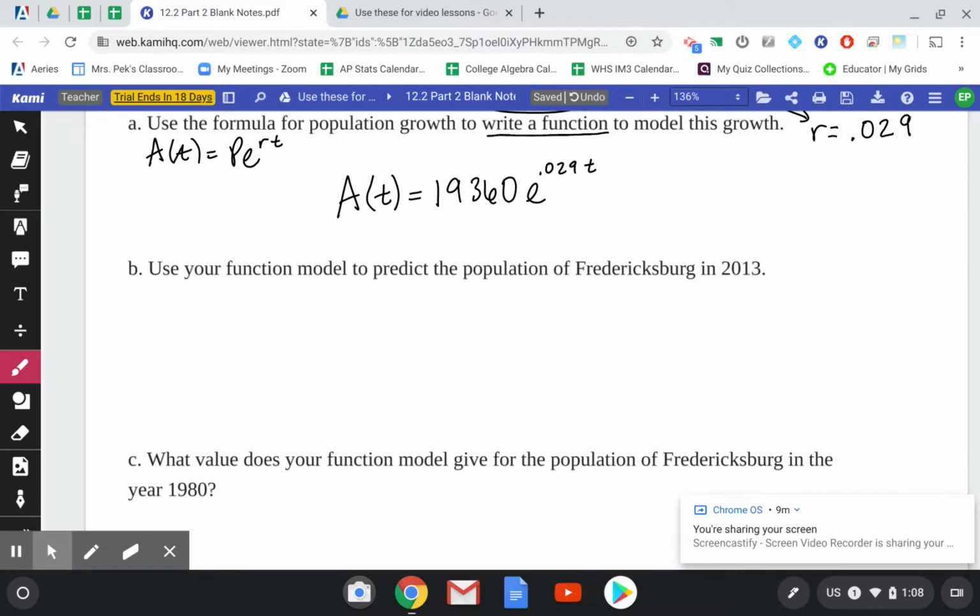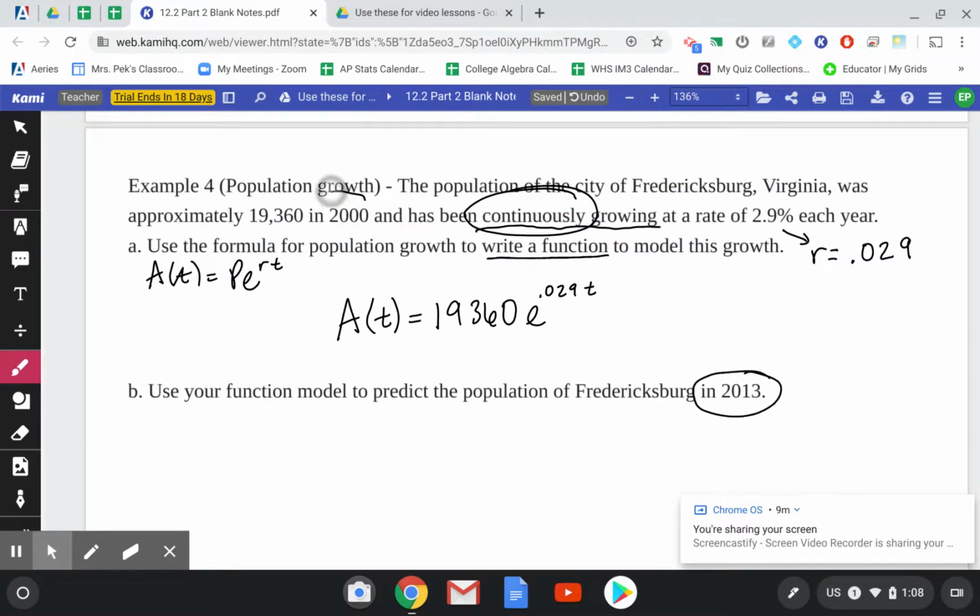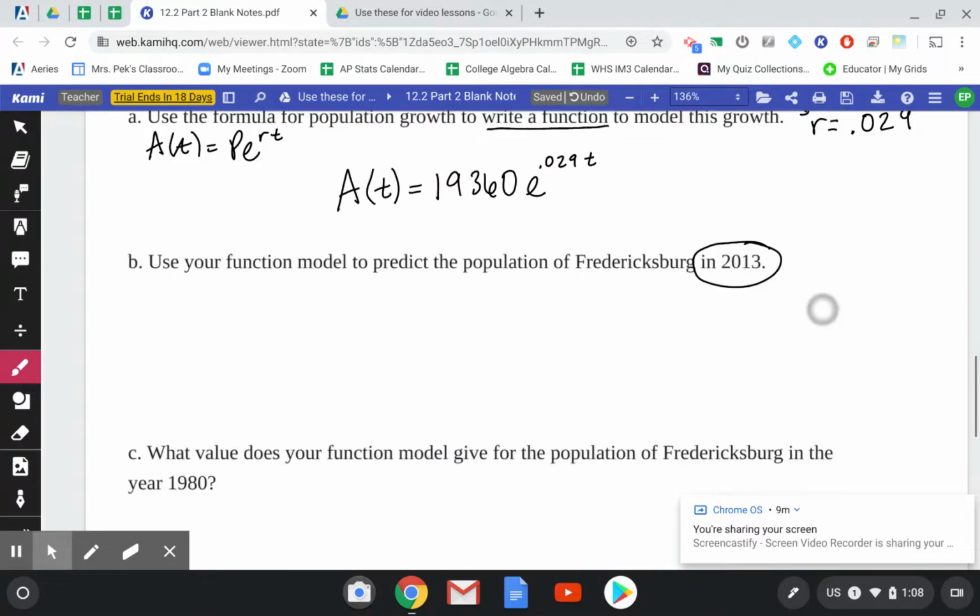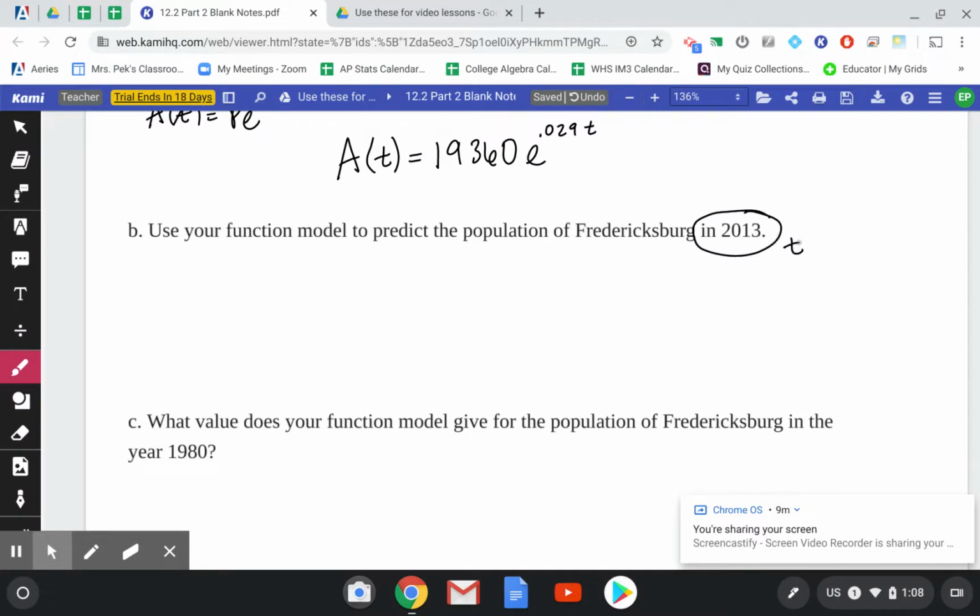B, use our function model to predict the population in 2013. So remember, up here it said it was starting in 2000. So how much time has passed? It's been 13 years. So now I'm going to find A of 13 to see what the population might be. 19,360 e to the 0.029 times 13. Again, you can pause your video and see if you can type this into your calculator.